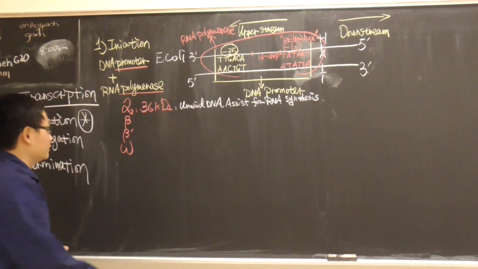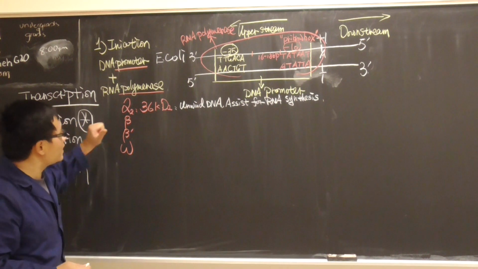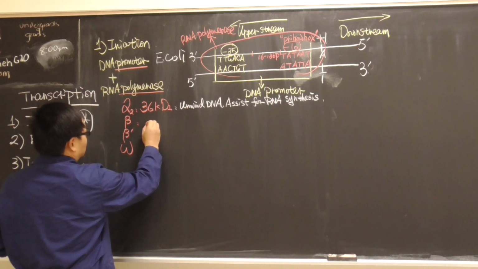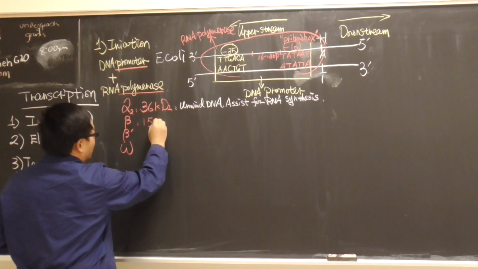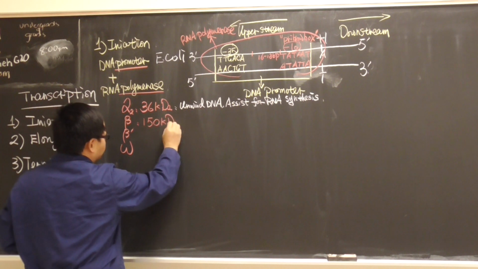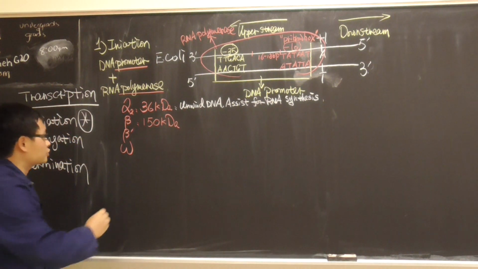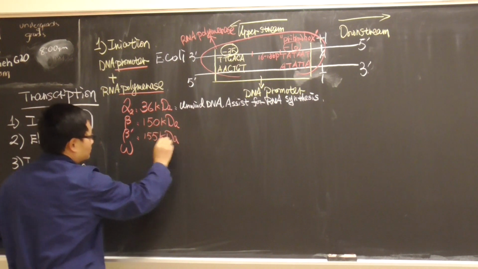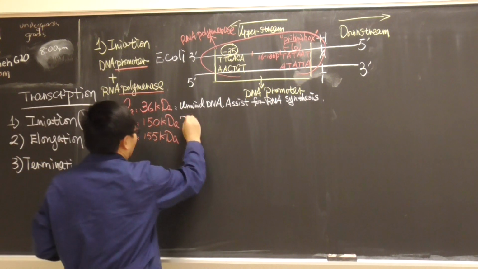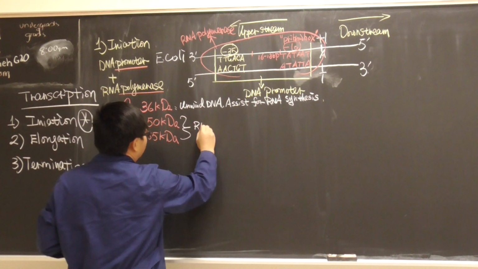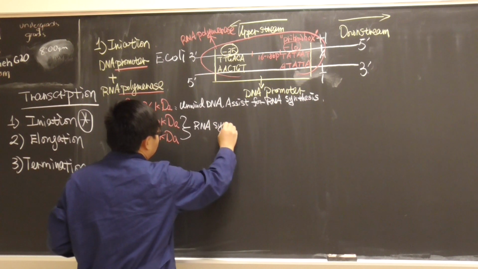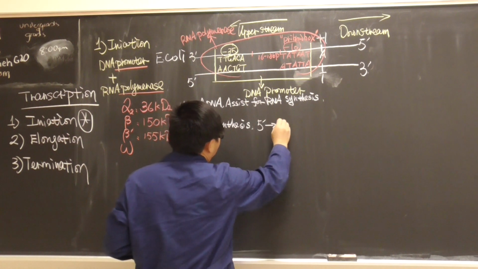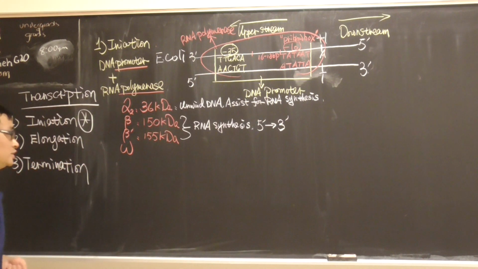Beta and beta prime, their molecular weights are much larger than the alpha subunits. What is the molecular weight? The beta subunit is around 150 kDa, and the beta prime is the largest one, about 155 kDa. These two are responsible for RNA synthesis. Now always remember the direction is 5' to 3', same as DNA replication.